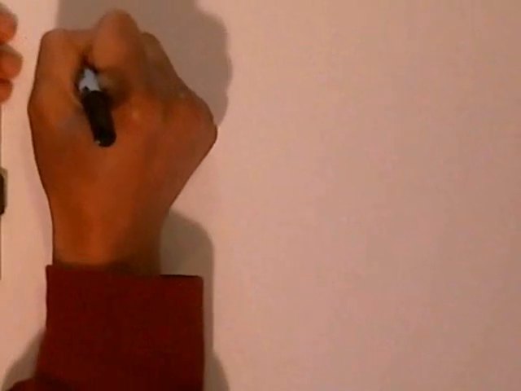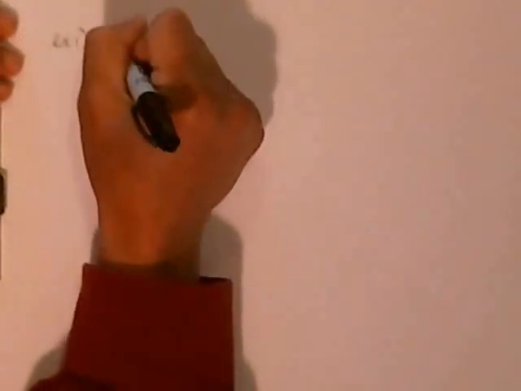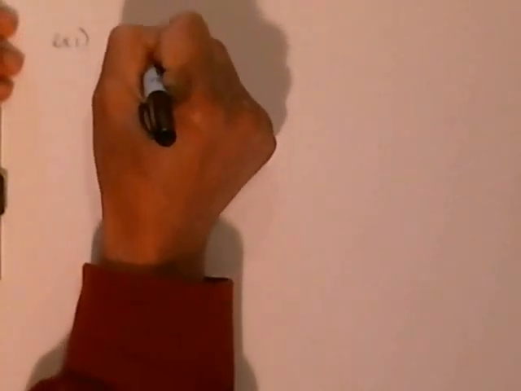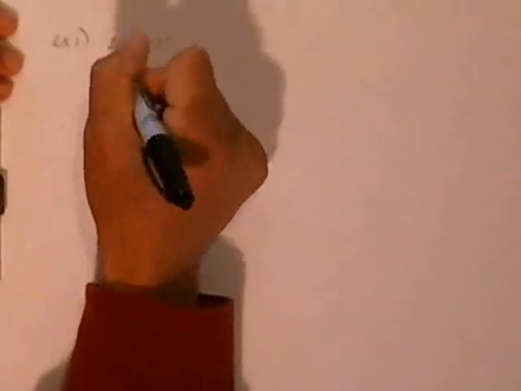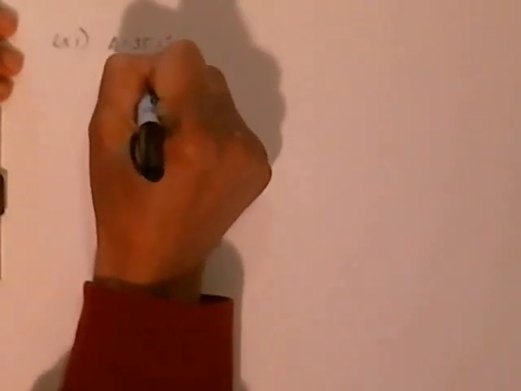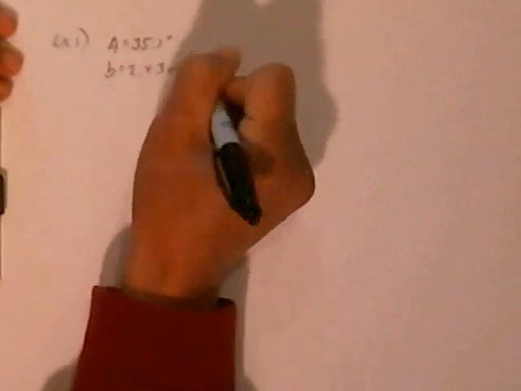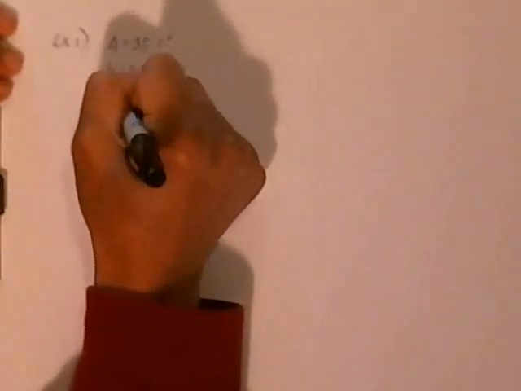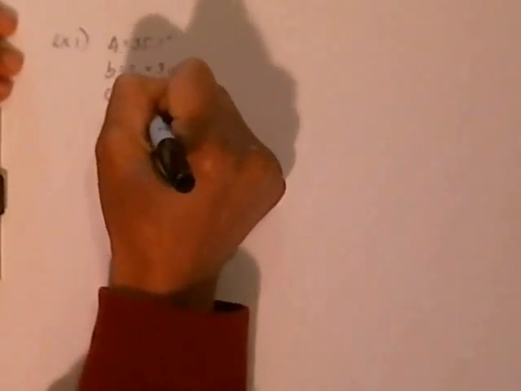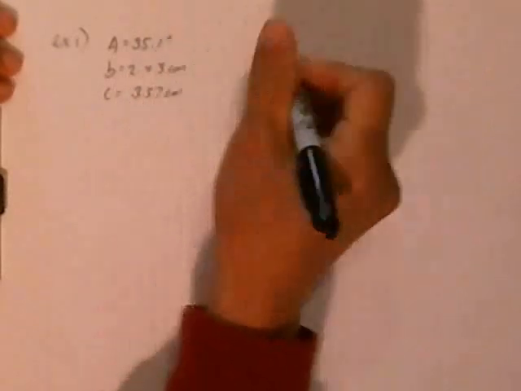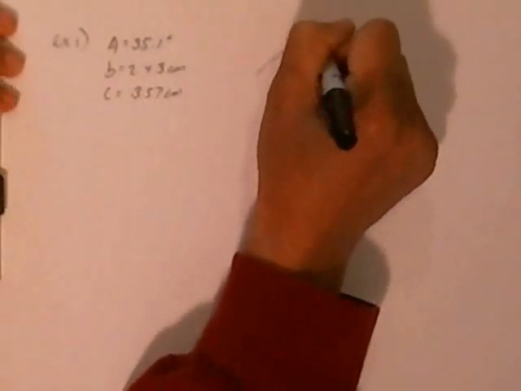We're going to do an example of the law of sines. I'm going to do the one in the book. Example number 1. It says that angle A is equal to 35.1 degrees. Little b is equal to 2.43 centimeters. And little c is equal to 3.57 centimeters. Let's draw it out again.